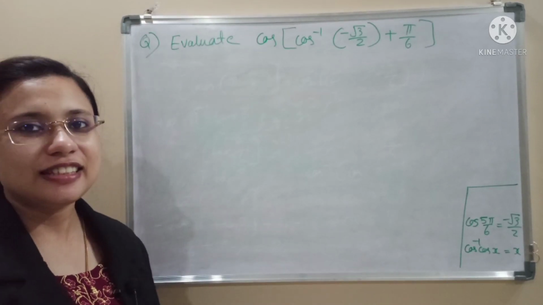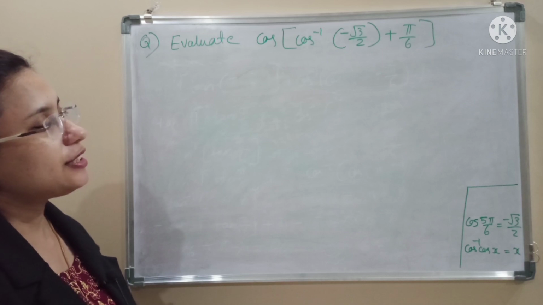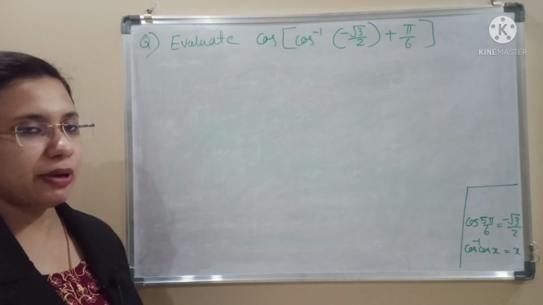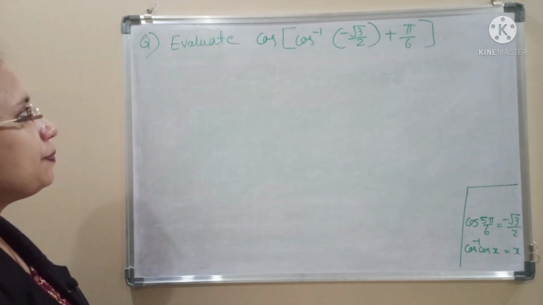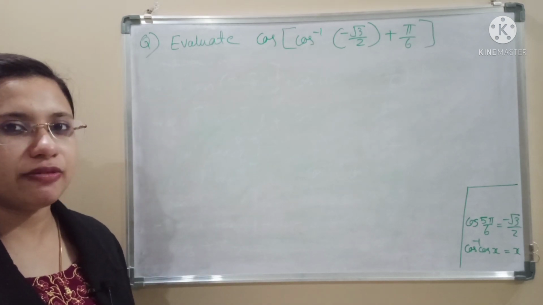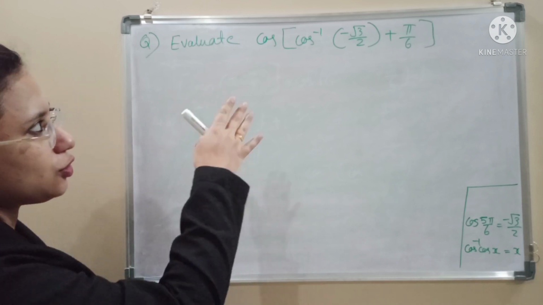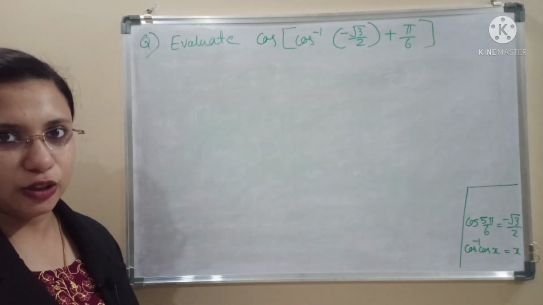Hello. So this is our next problem. Evaluate cos inverse of minus root 3 by 2, plus pi by 6. Okay. So the questions will be like that. Find the value, evaluate. So all it means is just solve and get the value.